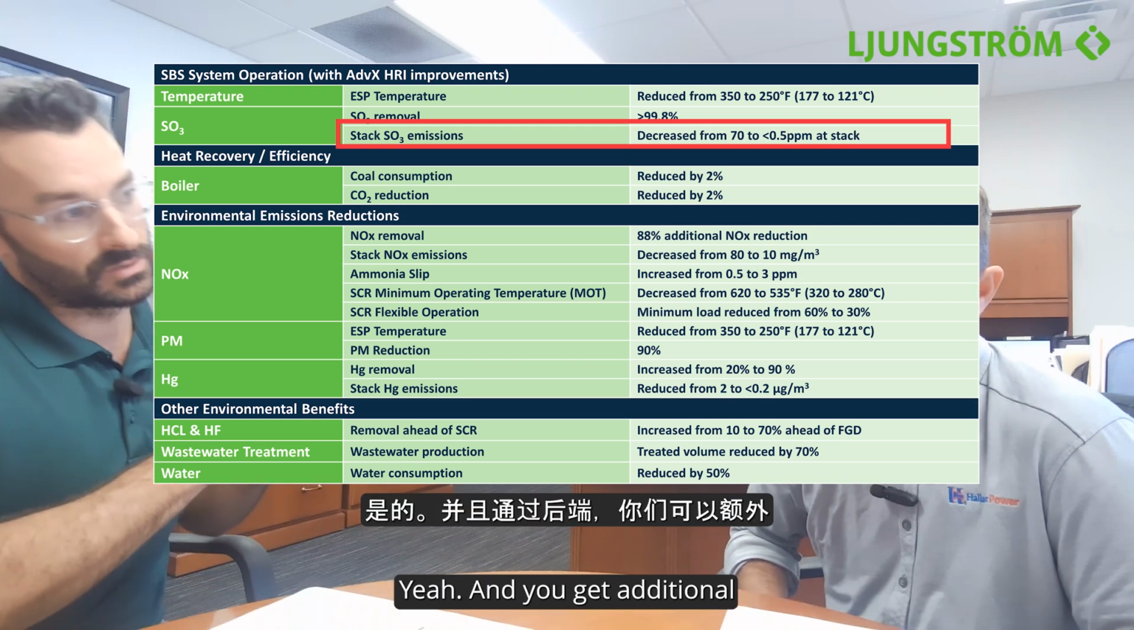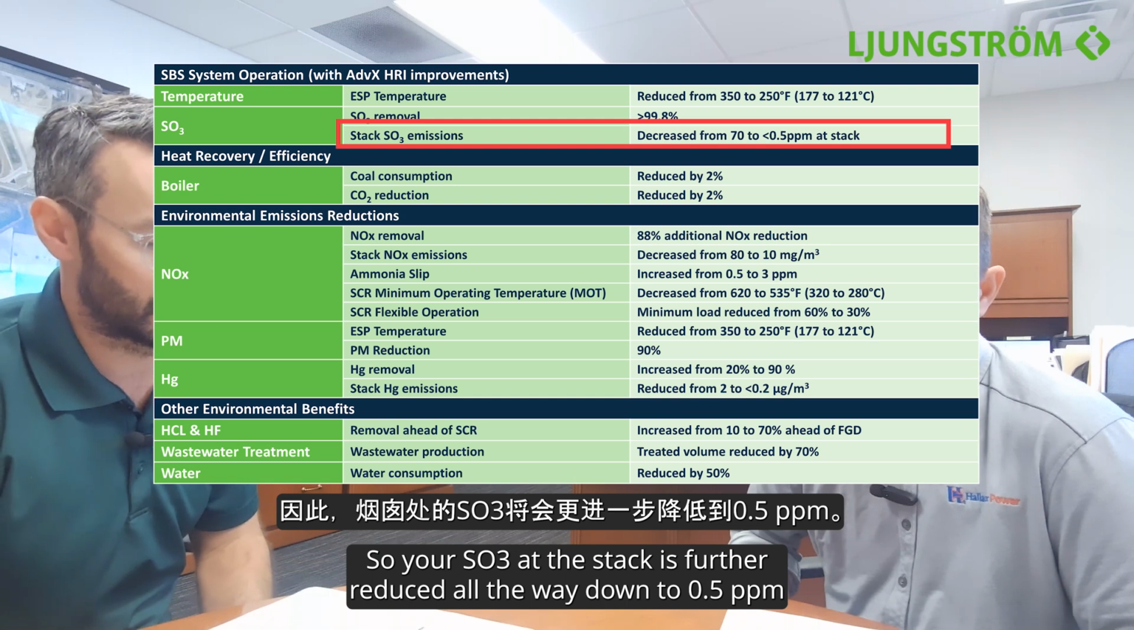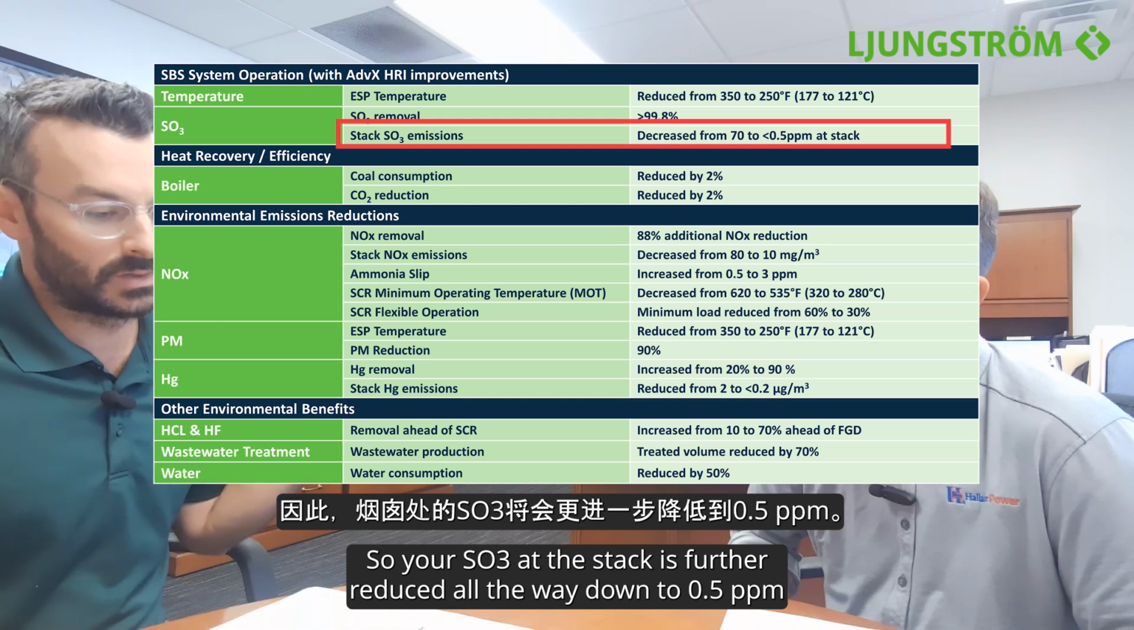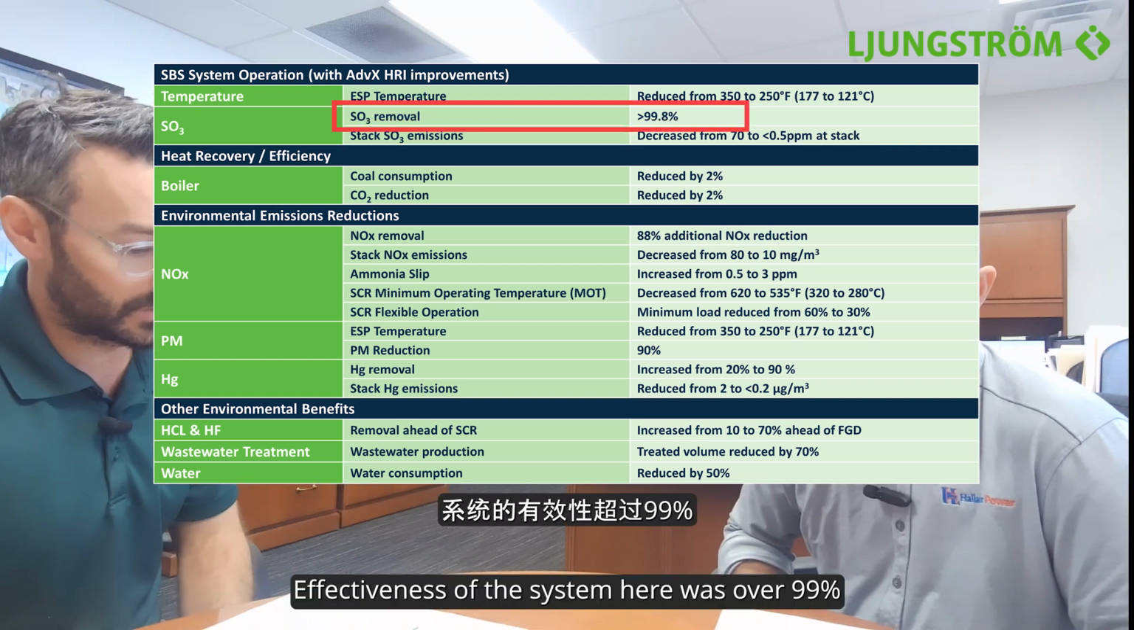And you get additional SO3 removal through the back end. So your SO3 at the stack is further reduced all the way down to half a ppm. Effectiveness of the system here was over 99%.